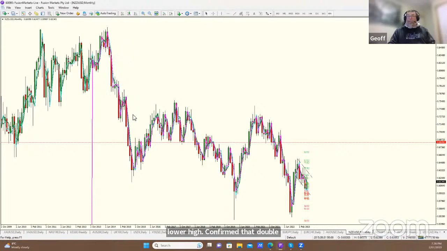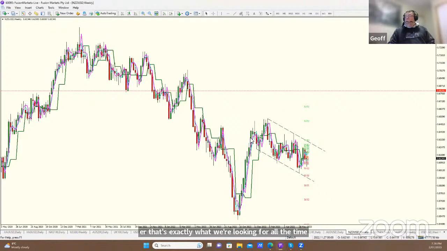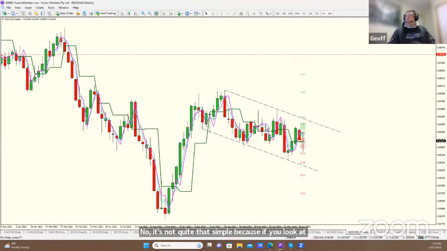And remember, that's exactly what we're looking for all the time. Can I now say, right, I've got the higher low, here we go, let's just jump in? It's not quite that simple, because if you look at this weekly chart suggesting that we've got a different market structure in place, which is this descending channel. Now, some of you will think, okay, big rally, this may be a bull flag. Well, I think that's bullshit, frankly.